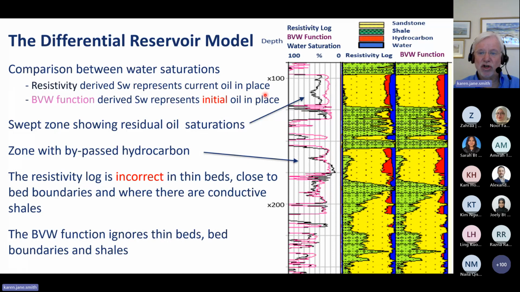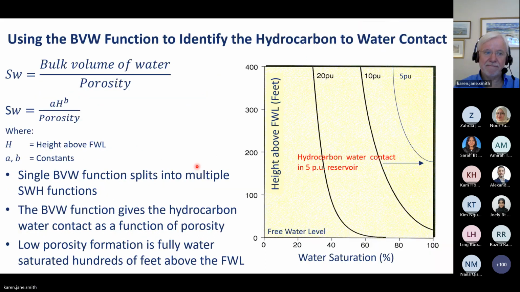There's a difference, and this shows that this interval has been swept. But lower down, the water saturations from both methods are overlain. This shows that this interval needs to be targeted because it's got residual hydrocarbon there. Notice the resistivity log is incorrect in the thin beds and also close to bed boundaries. The BVW function is correct in the thin beds. This is because the BVW function ignores the thin beds, bed boundaries, and shales.